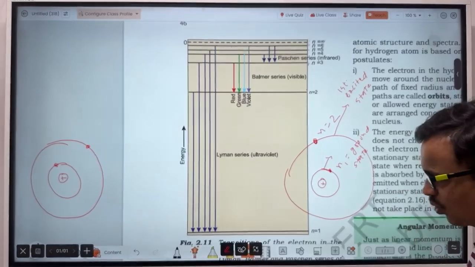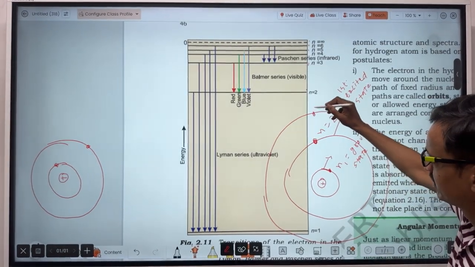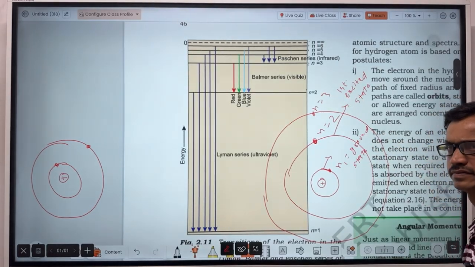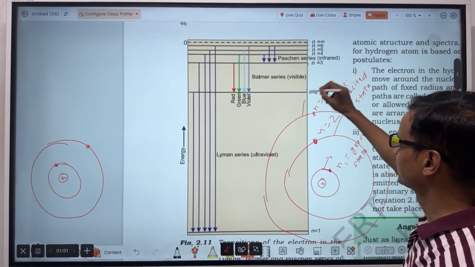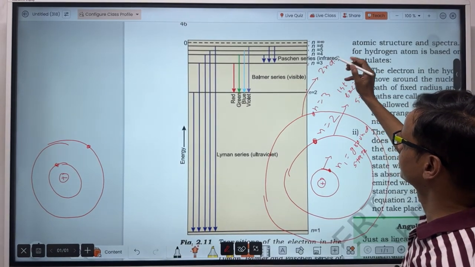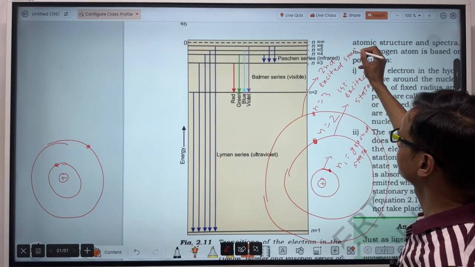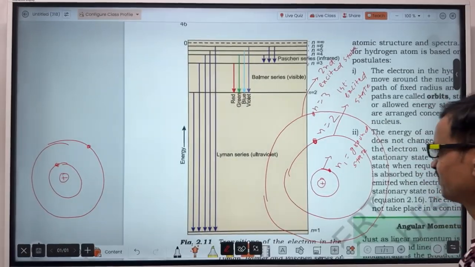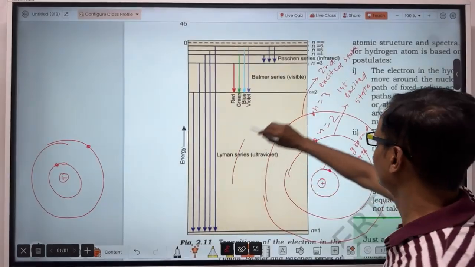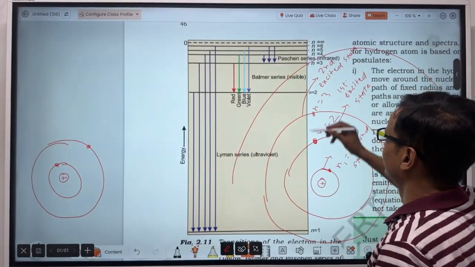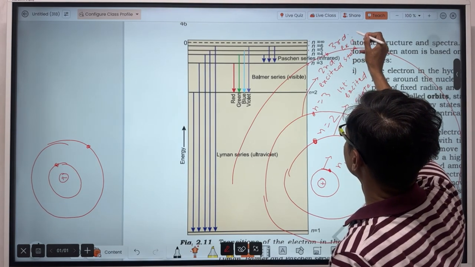If more energy is provided, the electron may go into the third shell, and that will be called the second excited state. In the same way, when too much energy is provided to the hydrogen, the electron will jump into the next energy level again, and that will be called the third excited state.